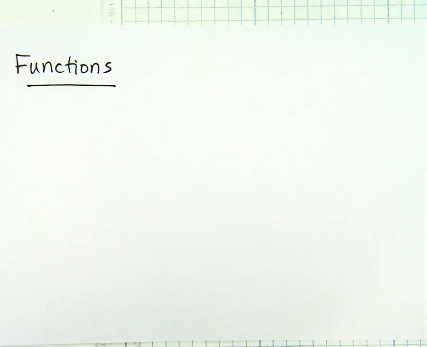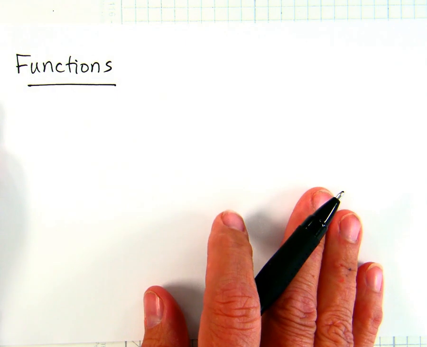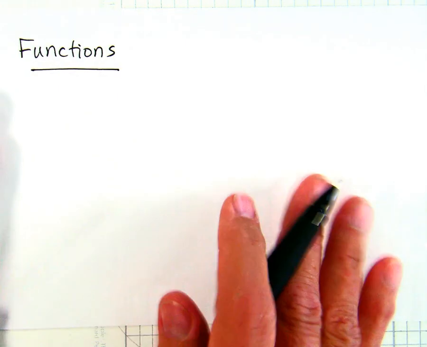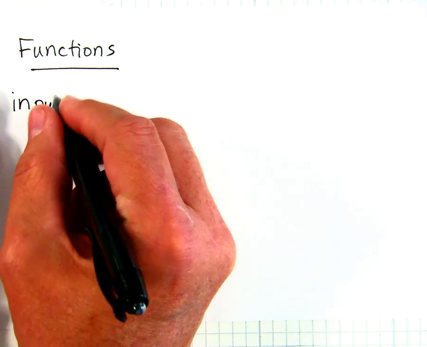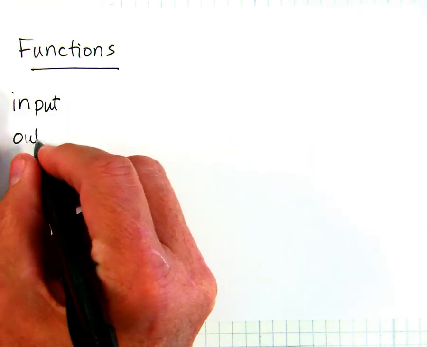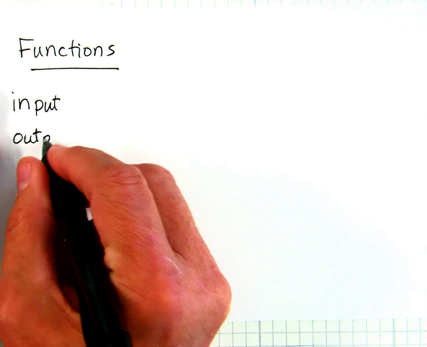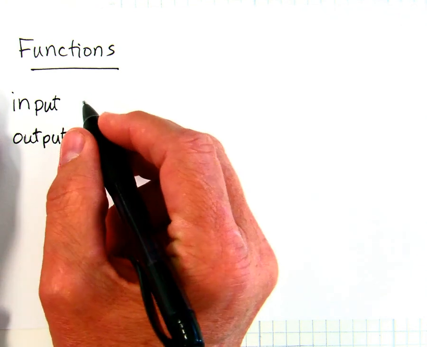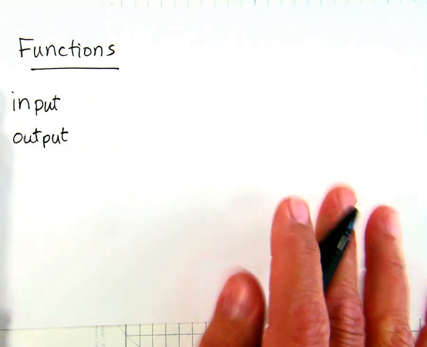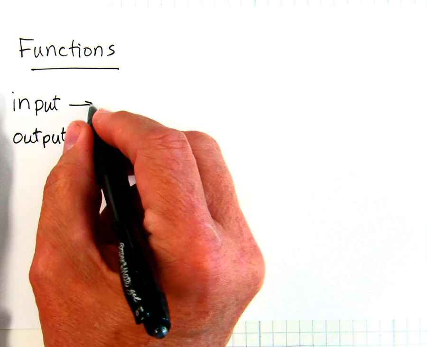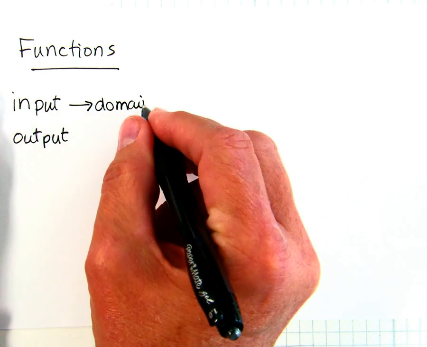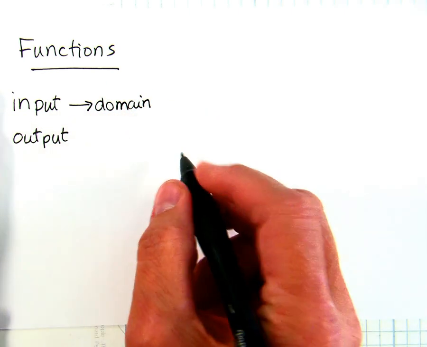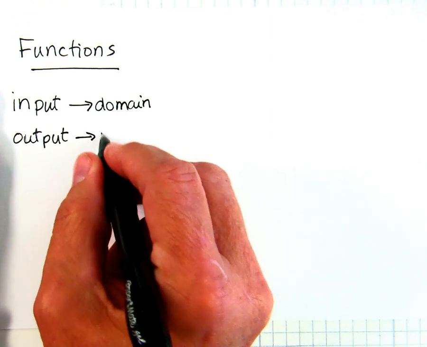This is about functions. Going to talk about some basics about what makes a function. First off, there's a concept of input and output. That's dealt with generally in society, but in math we'll use some more specific terms. We will call input the domain, and we'll call output the range.